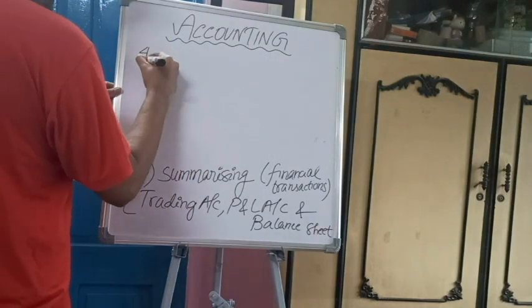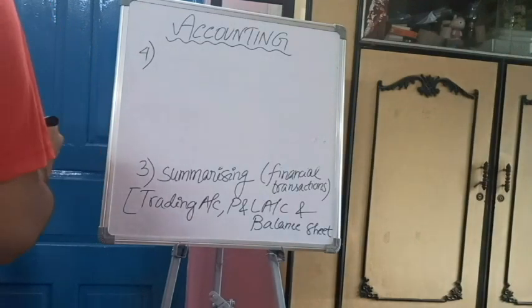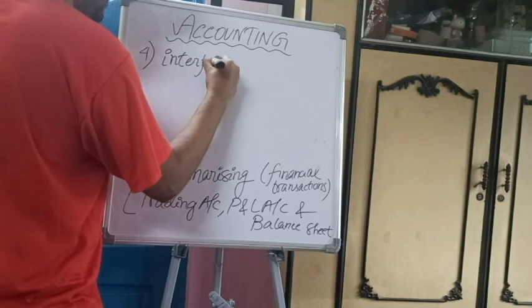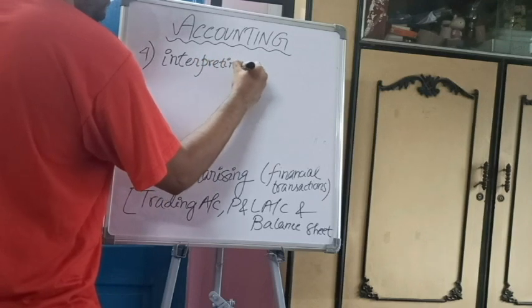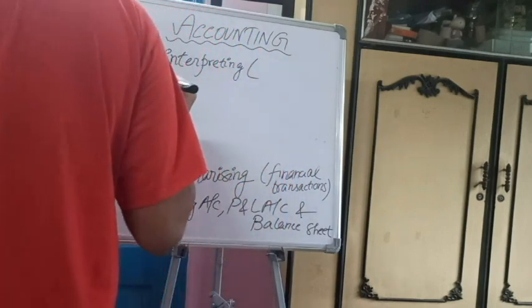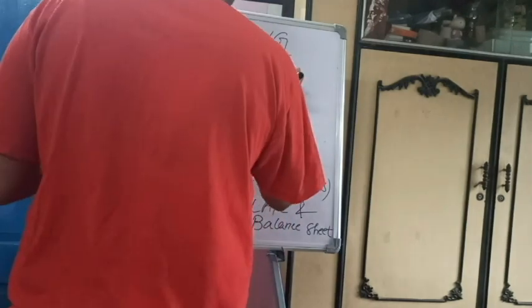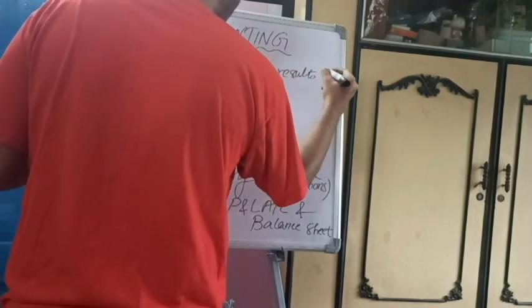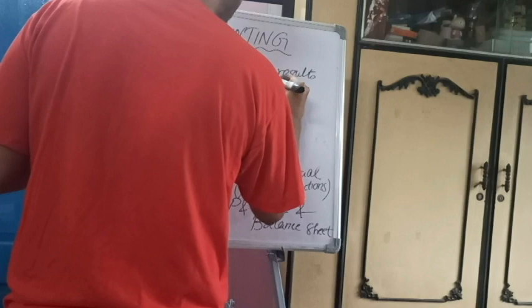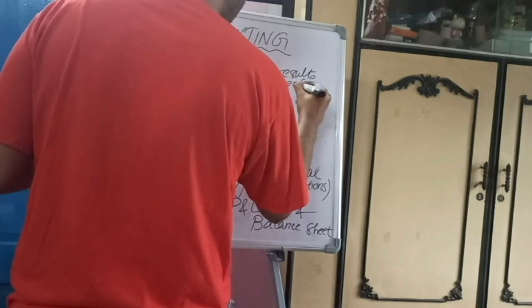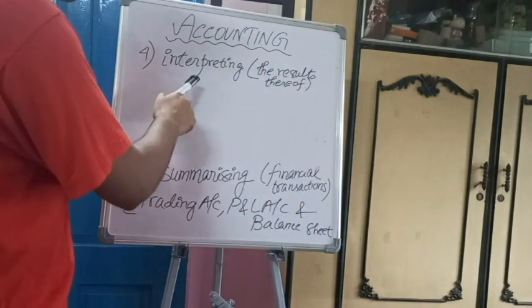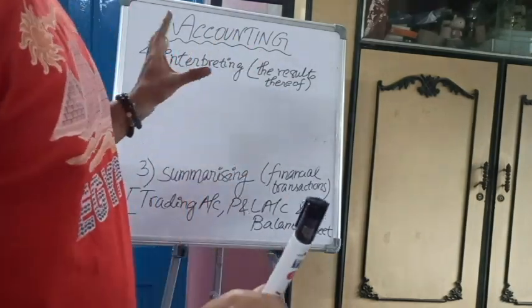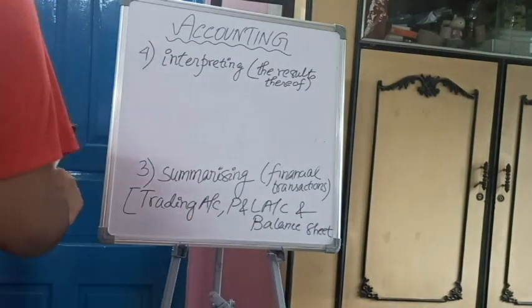The fourth point is interpreting. What does it involve? Interpreting involves the results thereof. That means in the trading account or profit and loss account, whatever the result it will show, or in the balance sheet, after that the process is interpreting. The results thereof of those accounts will be interpreted. So that is interpreting.